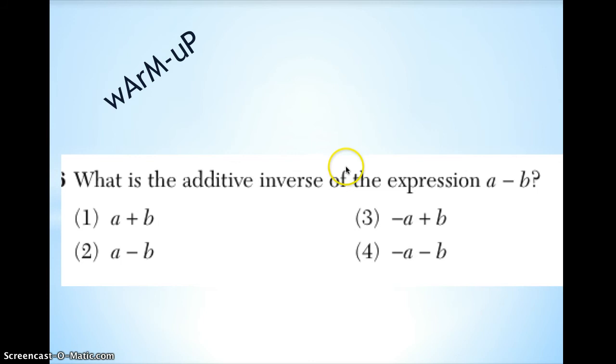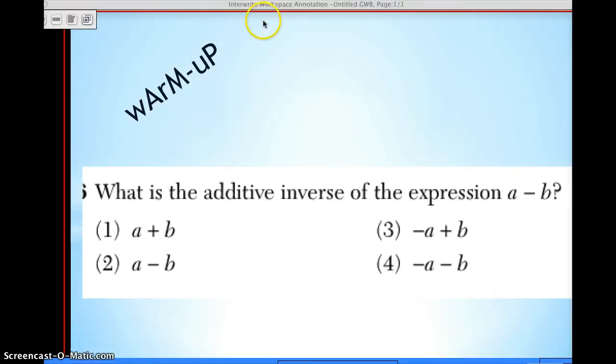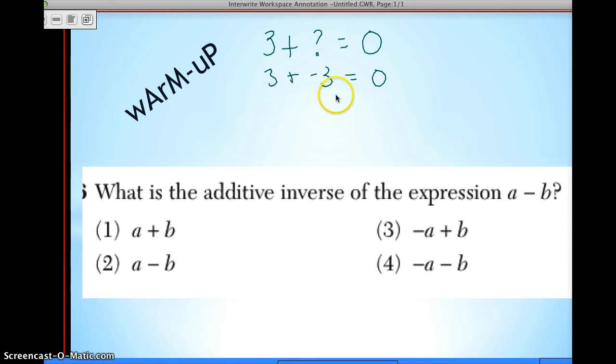What is the additive inverse of the expression a minus b? Don't forget, guys, additive inverse. So for example, let's go back to the basics. If you had 3 plus what gives you 0, it would be 3 plus negative 3. So really you're negating the 3 to a negative 3. If it started with negative 3, go to a positive 3.